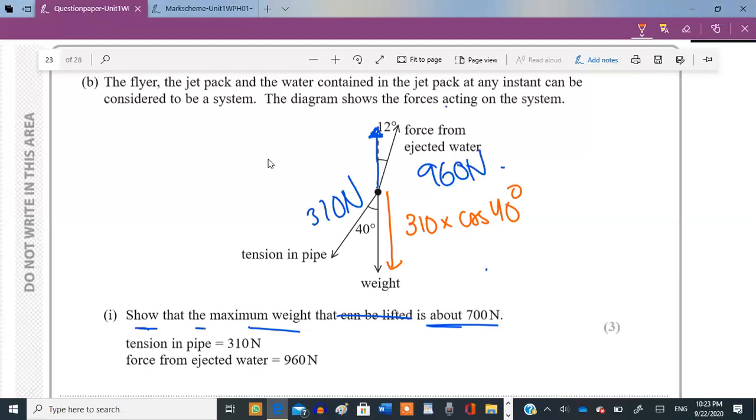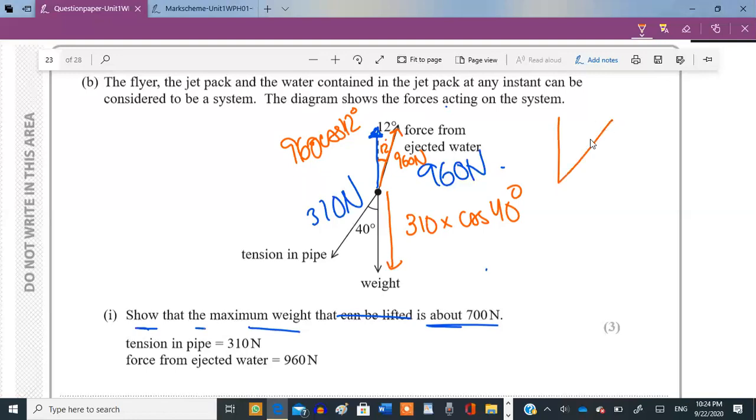And what is this component? This is 960 cos or sine 12? Which one? This one, this arrow, the blue one. If this force is 960 Newton and this is the angle 12 degrees, then what is this? 960 times cos of 12 or sine of 12 degrees? Cos of 12. Look at this.